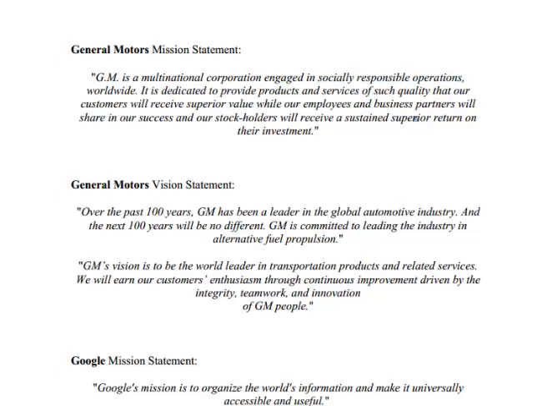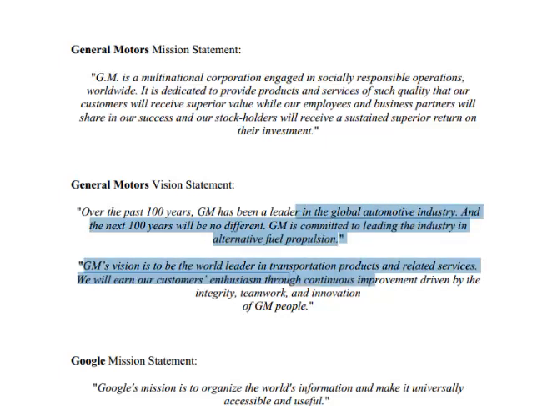GM is dedicated to provide products and services of such quality that our customers will receive superior value, while our employees and business partners will share in success, and our stockholders will receive a sustained superior return on their investment. It's bizarre. There's nothing about cars in here. General Motors produces some things other than cars as well, but obviously the vision statement mentions the automotive industry.